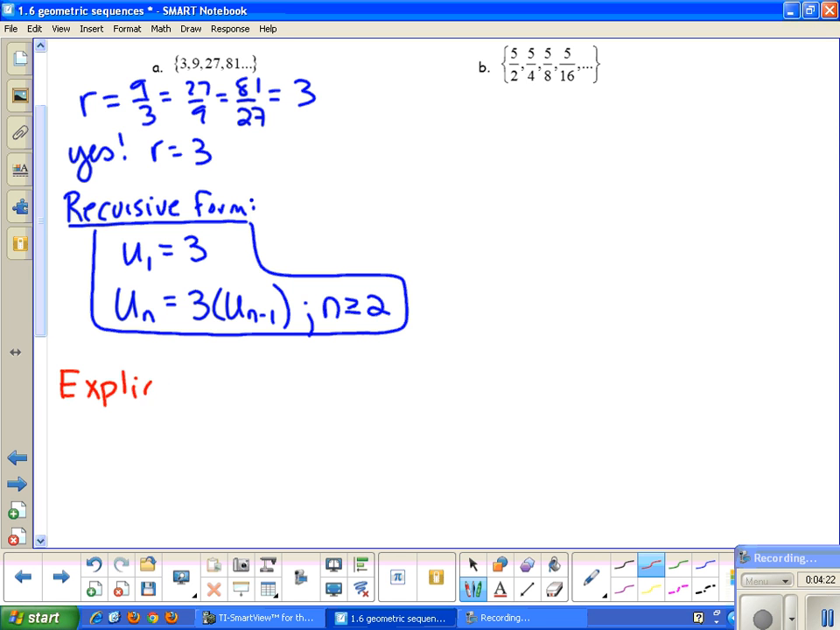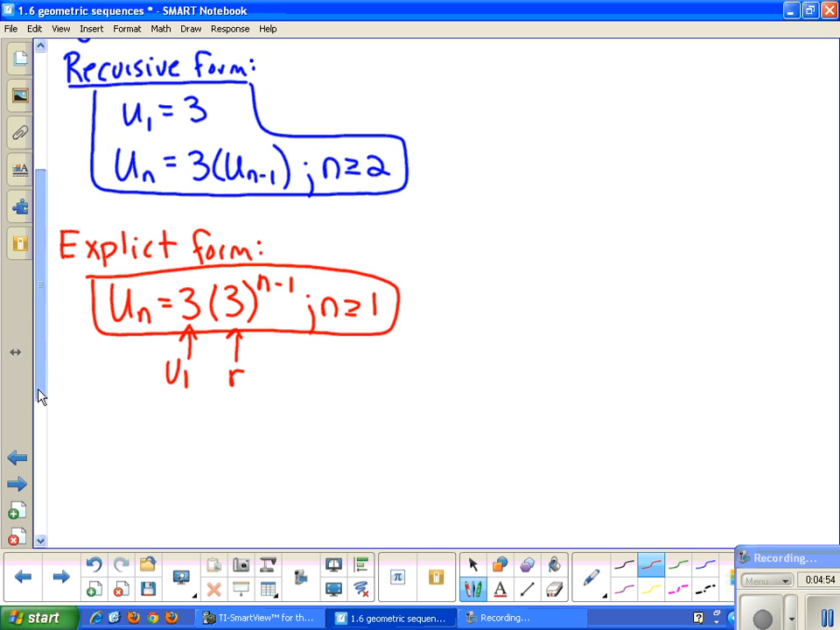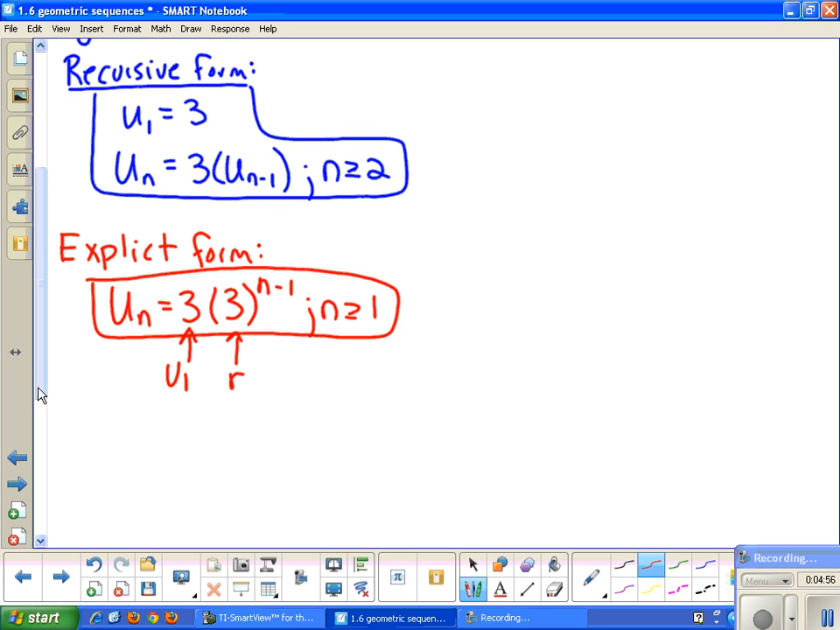Explicit form, you don't have to do that. The formula for the nth term for explicit would be equal to my first term, which is 3, times my ratio, r, which in this case is 3 as well, to the n minus 1 power for values of n greater than or equal to 1. So notice that it's not greater than or equal to 2, it's 1. So this is my formula. And remember, this is your first term, and this was our common ratio r. And the explicit form is nice because I should be able to plug any value in for n, and that gives me the term of the sequence that I want.